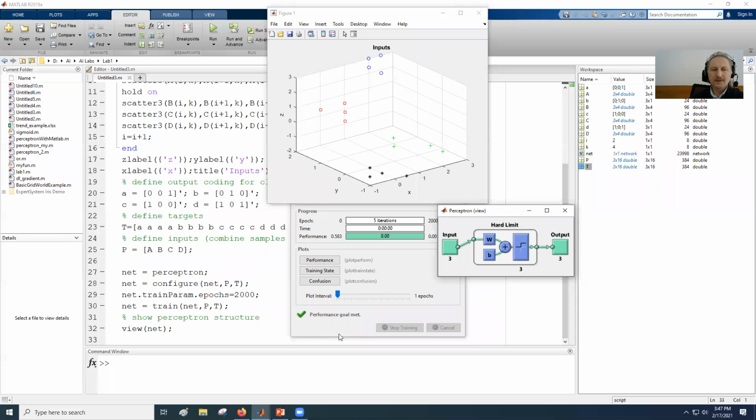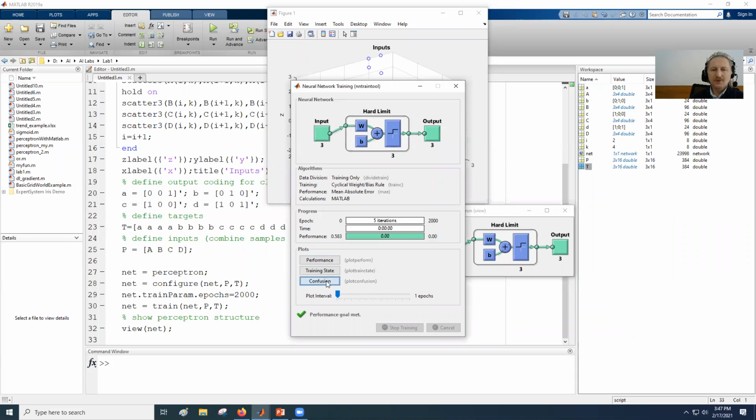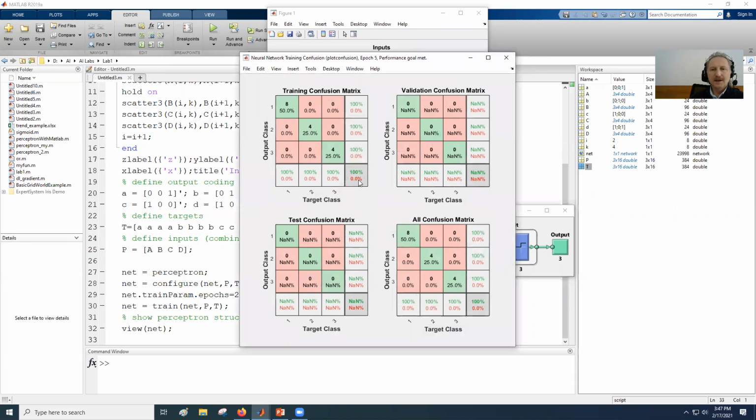When you look at the result, we can see 100% successfully separated.